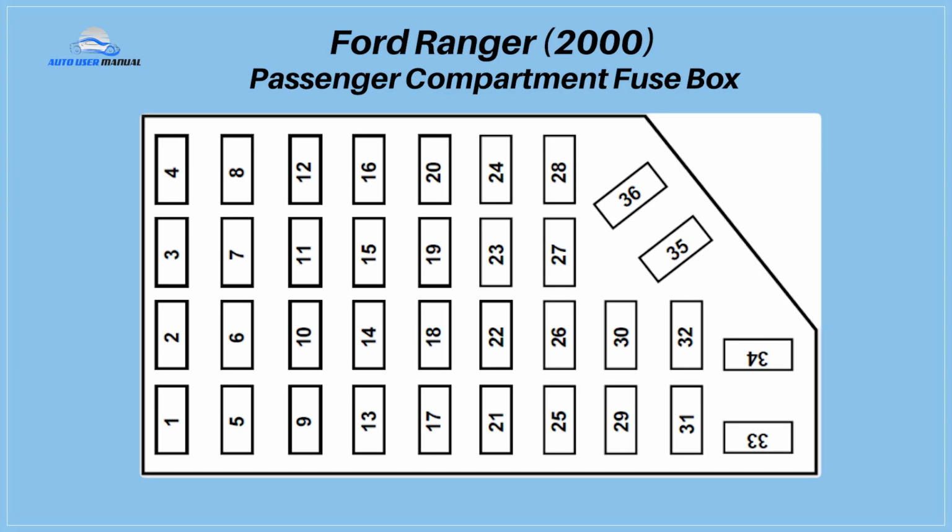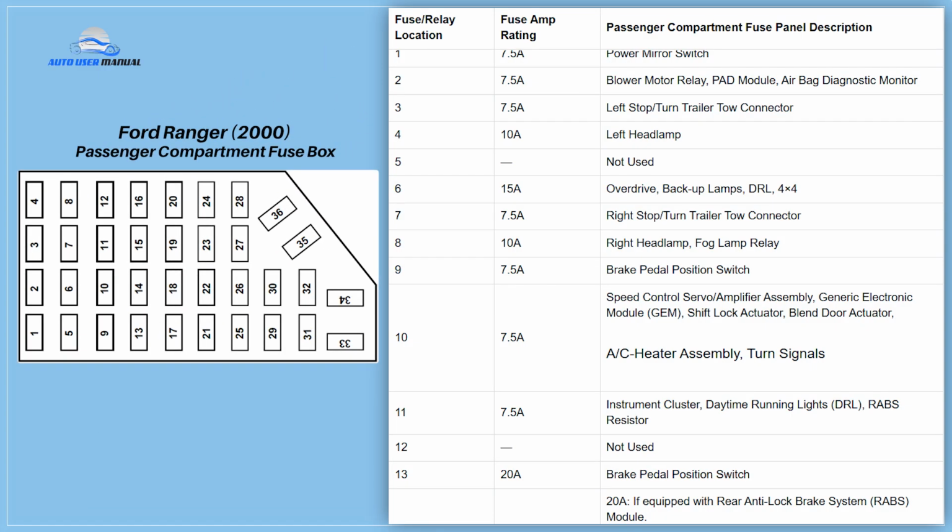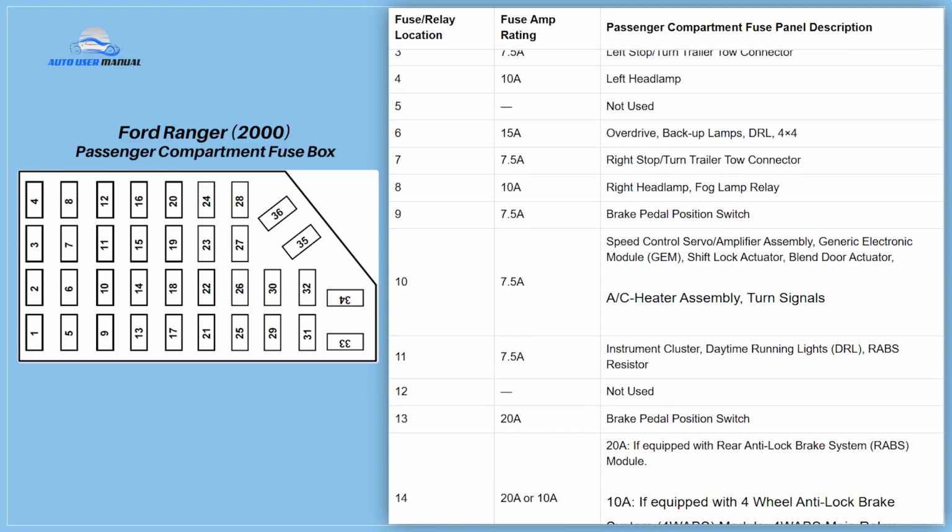The passenger compartment fuse panel in the 2000 Ford Ranger distributes and protects power for interior systems, including lighting, radio functions, and power accessories.